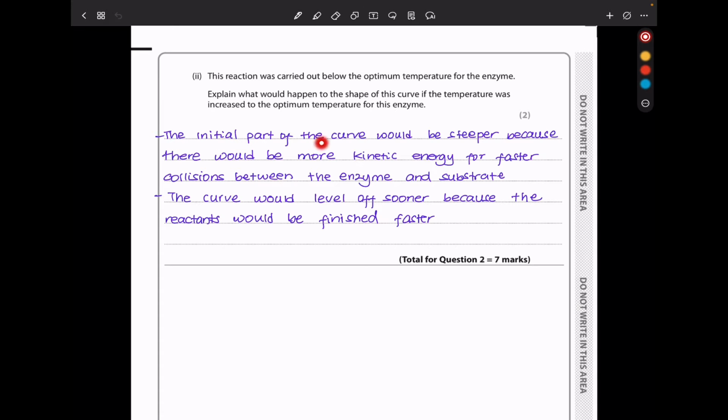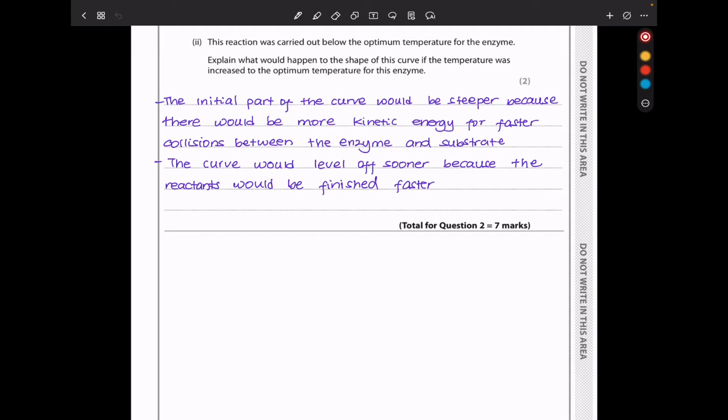So I say the initial part of the curve would be steeper because there would be more kinetic energy for faster collisions between the enzyme and the substrate. And the curve would level off sooner because reactants will be finished faster. So this brings us to the end of question 2. Let's continue to question 3.